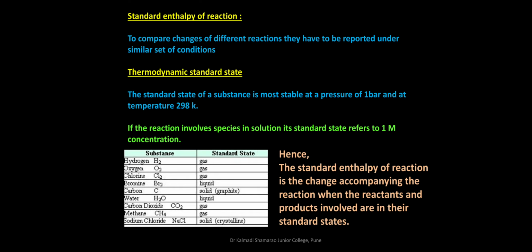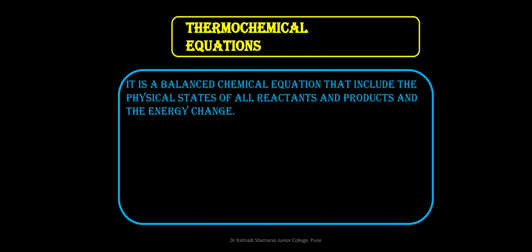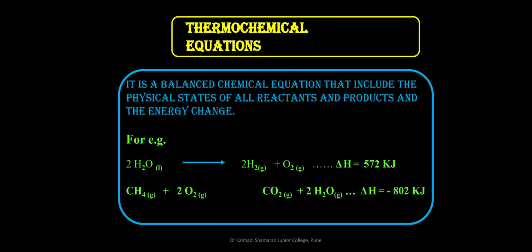Hence, standard enthalpy of reaction is the change accompanying the reaction when reactants and products involved are in their standard states. Now, what is a thermochemical equation? A thermochemical equation is a balanced chemical equation that includes the physical state of all reactants and products. That is, the energy changes are also included in it. Now consider these two examples. In both examples, the substances are in their physical states and these are balanced equations. Hence, they are called balanced thermochemical equations.